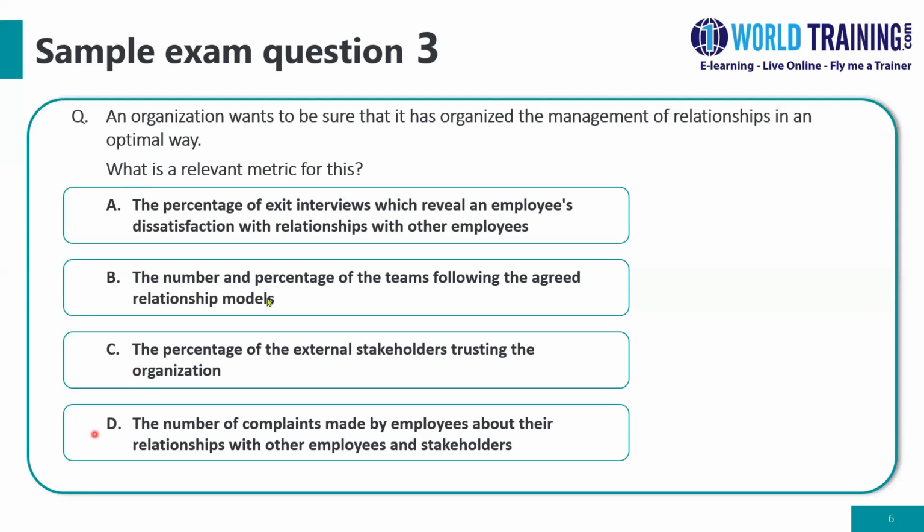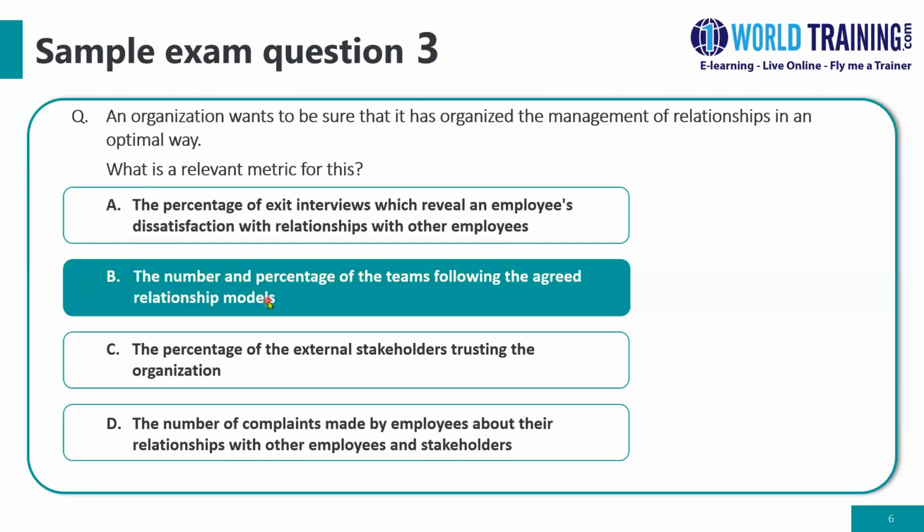Therefore, the best one here would be option B, the number and percentage of the teams following the agreed relationship models. And this is connected with the PSF, establishing and continually improving an effective approach to relationship management across the organization. Let's also take a look at the practice guide to see some evidence of that.